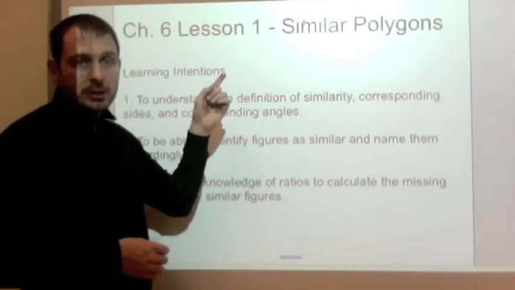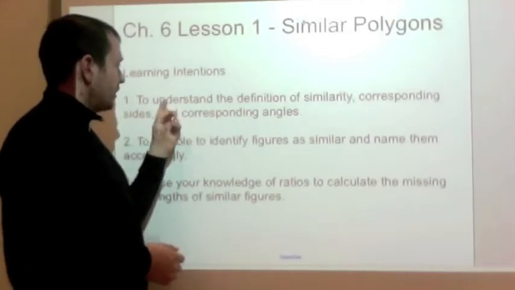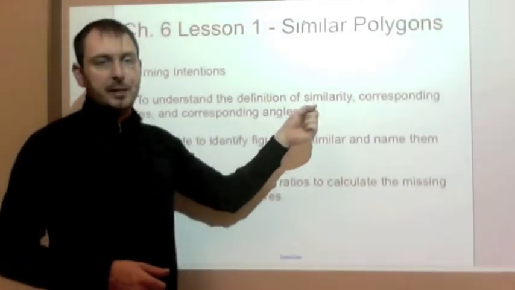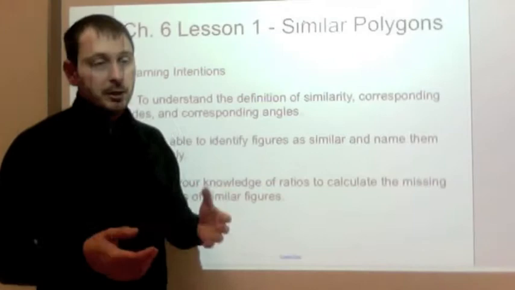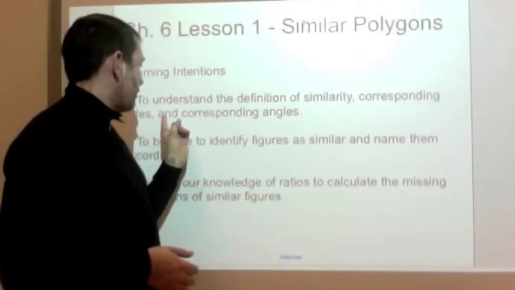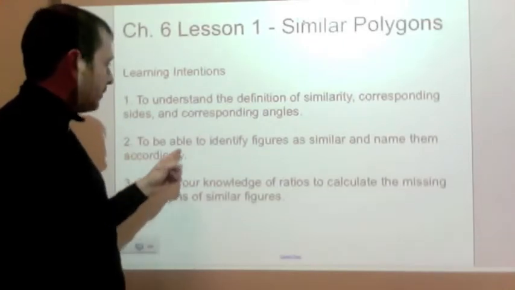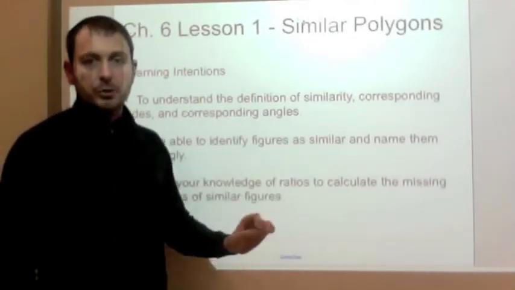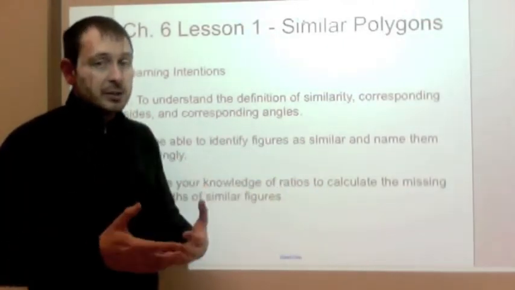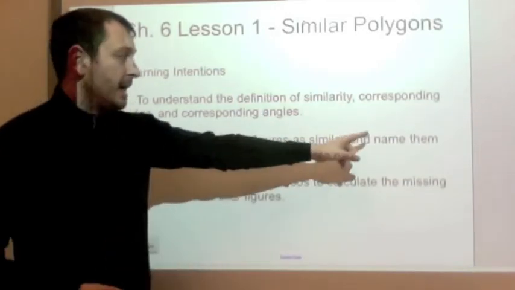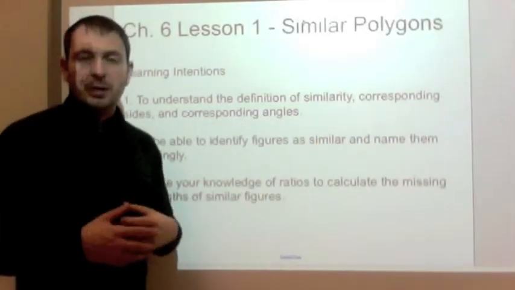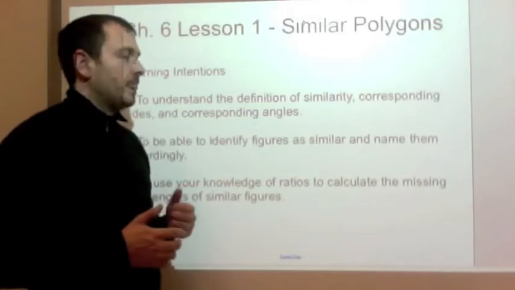So, learning intentions. Number 1, the first learning intention is to understand the definitions of similarity. So what makes polygons similar? The definition of corresponding sides and corresponding angles. The second one is to be able to identify figures as similar. So you have two figures. Can you tell if they're similar? Why or why not? And name them accordingly. So can you give them names that are done correctly?